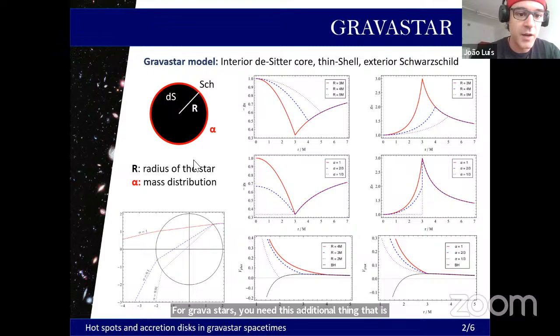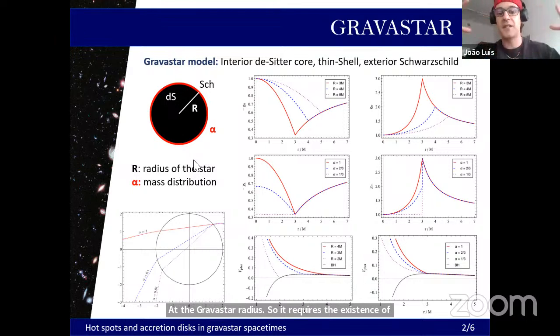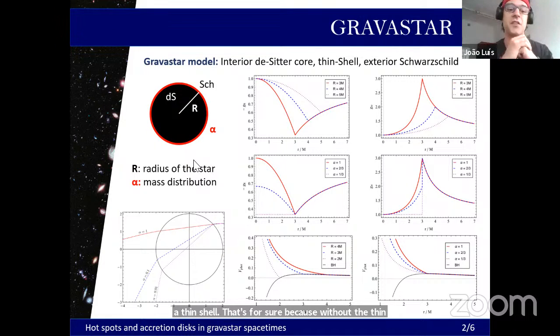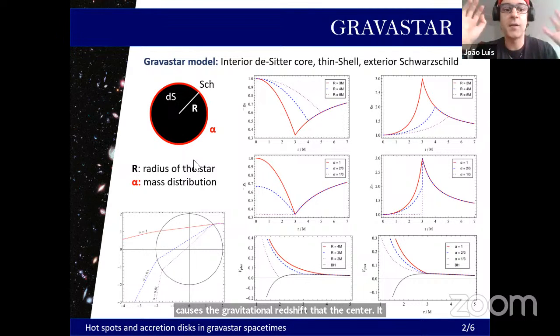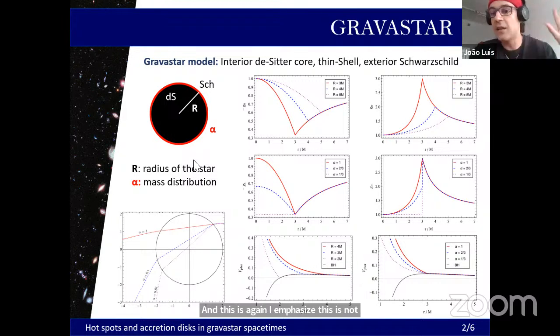You also have a final question: does the existence of shadows require the existence of thin shells, double layers, etc. at the gravastar radius? It requires the existence of a thin shell, that's for sure, because without the thin shell you don't have this mass at the surface that causes the gravitational redshift at the center. It doesn't require double layers. With a single thin shell, with no additional distributions, you can have the effects of gravitational redshift. And again, I emphasize, this is not true for fluid stars. For fluid stars, you don't even need a thin shell to produce a shadow, only for gravastars.